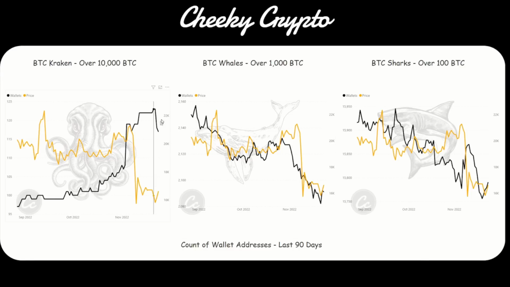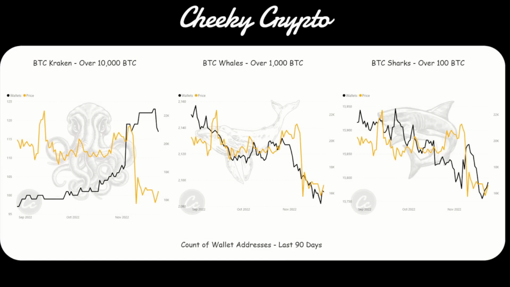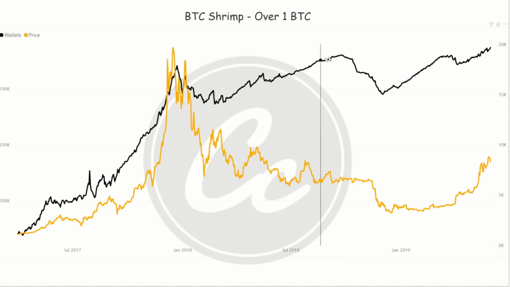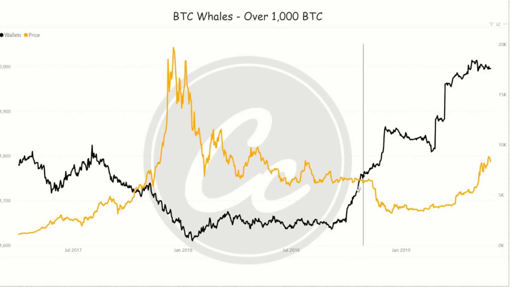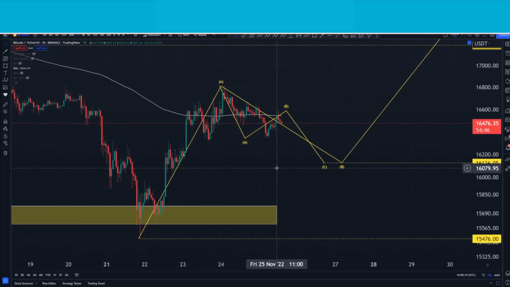So definitely one to keep an eye on on the larger side of things, but everything else, we are still waiting for retailers to sell and for the whales to be buying. Essentially what we're really talking about here is what happened previously, which is that the retailers got shaken out of the space, and when they got shaken out, we saw the whales buying.